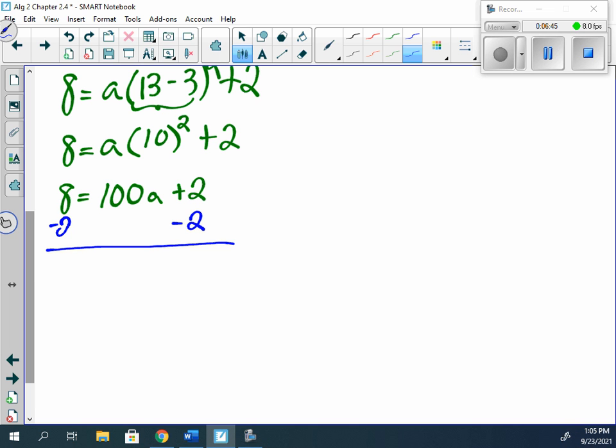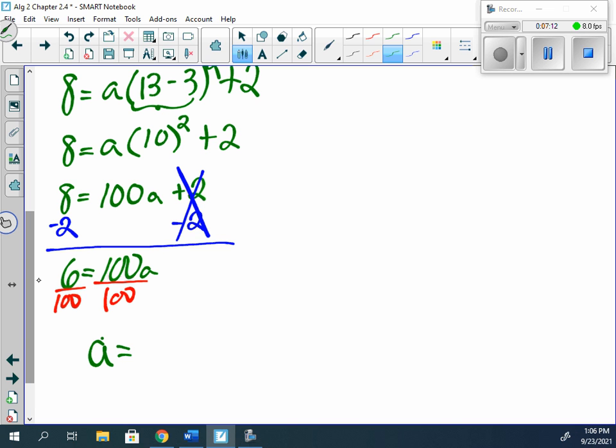Then we can subtract 2 from both sides, because those would cancel. 8 minus 2 is 1. And last but not least, divide both sides by 100. Both sides. And we get a is equal to.